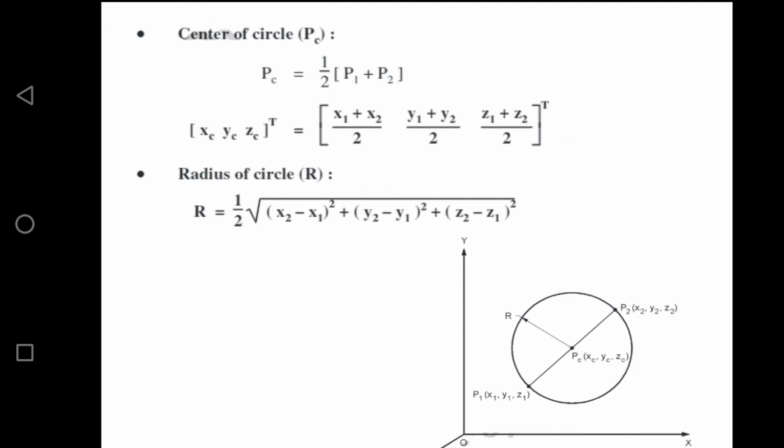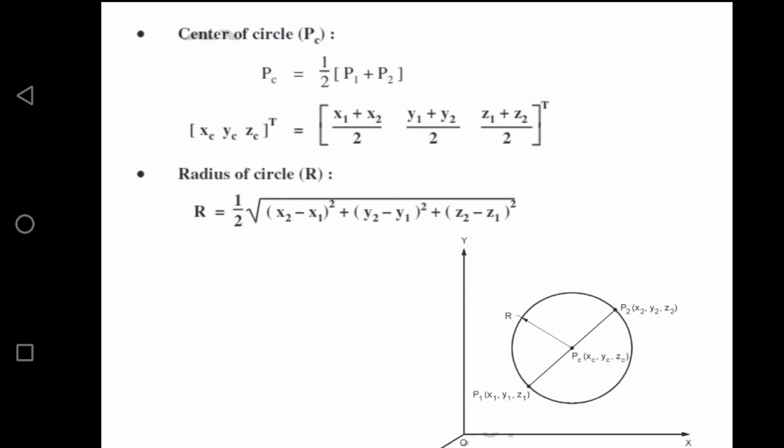Next is how to find the radius of the circle. In the last video lecture, we derived the equation for the length of a line. The length of the line is the square root of (x2 minus x1) whole square plus (y2 minus y1) whole square plus (z2 minus z1) whole square. If I want to find the center of a line, I just need to take half of the line. Here also we have the same straight line which connects two endpoints of the circle. So the radius of the circle will be half of the square root of (x2 minus x1) whole square plus (y2 minus y1) whole square plus (z2 minus z1) whole square.